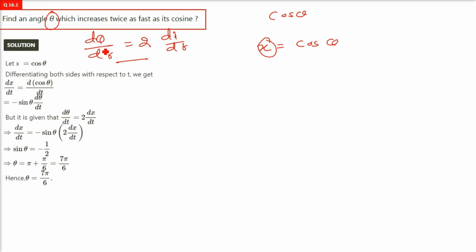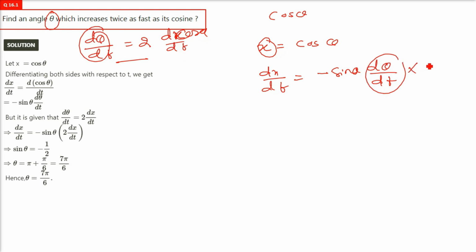So d theta by dt is twice dx by dt, and x we have assumed to be cos theta. So now let us differentiate this. Dx by dt is equal to, derivative of cos theta is minus sin theta, and this is d theta by dt. The relationship between dx by dt and d theta by dt is already known to us. In this we are going to replace twice of d cos theta by dt, which is dx by dt. Replace this. This gets cancelled. You have 1 equals minus 2 sin theta. Sin theta is negative half.